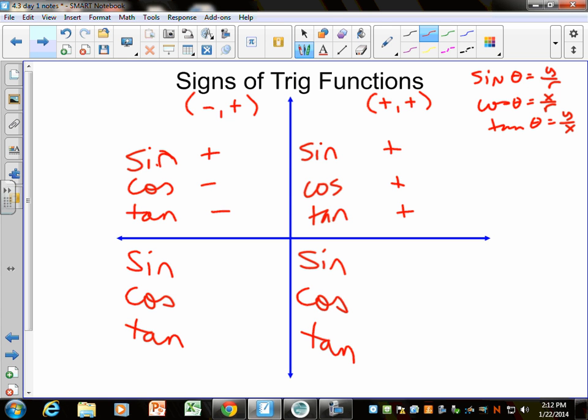Again, you don't have to memorize this. You can just think about it, but I just wanted you to see maybe a pattern here a little bit. What about in quadrant 3? What's the ordered pair? Negative, negative. X is negative, and y is negative. So do you agree that sine and cosine are both going to be negative? Because y is negative, x is negative. What happens to tangent in quadrant 3? Because you get a negative over a negative?